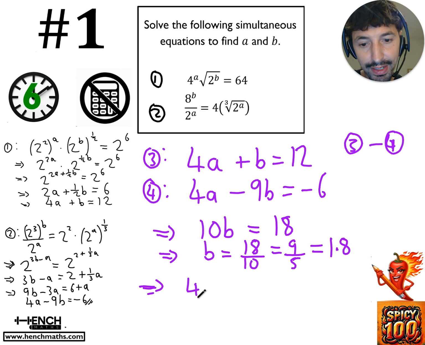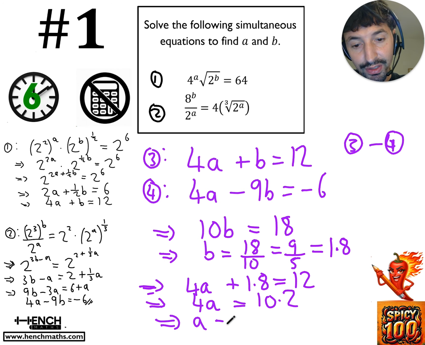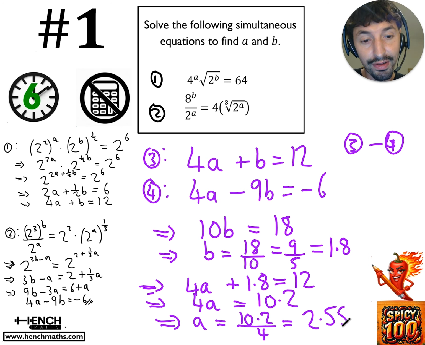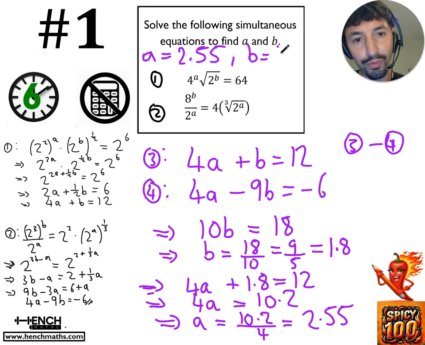So 4a plus 1.8, we'll go with the decimal, is equal to 12. That means that 4a will be 12 minus 1.8, which is 10.2. And that means that a will be 10.2 divided by 4. If you divide it by 2, you'd get 5.1. If you divide it again by 2, you get 2.55. I'm going to write these up here to make them clear. You should have got, and give yourself a big pat on the back if you did, a is 2.55 and b is equal to 1.8.